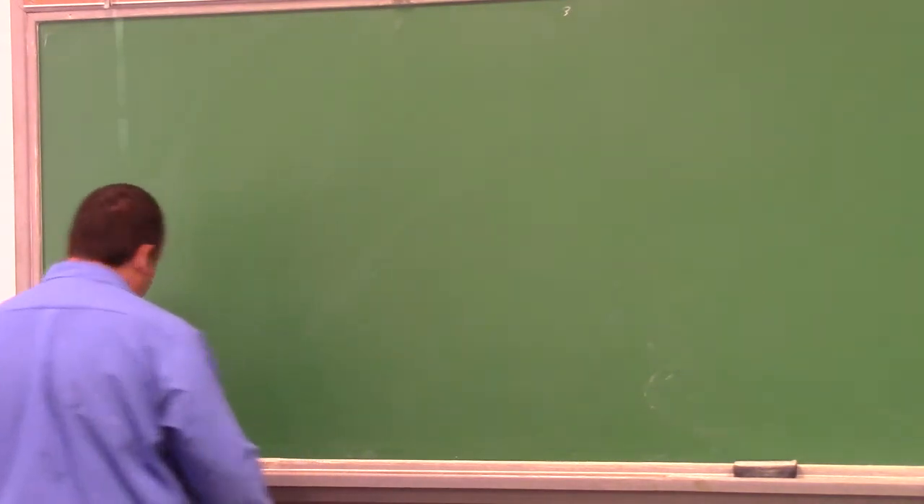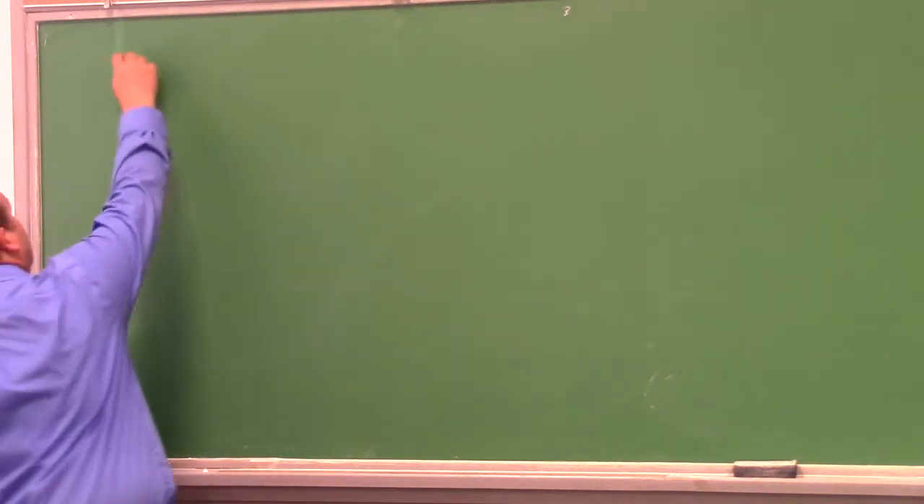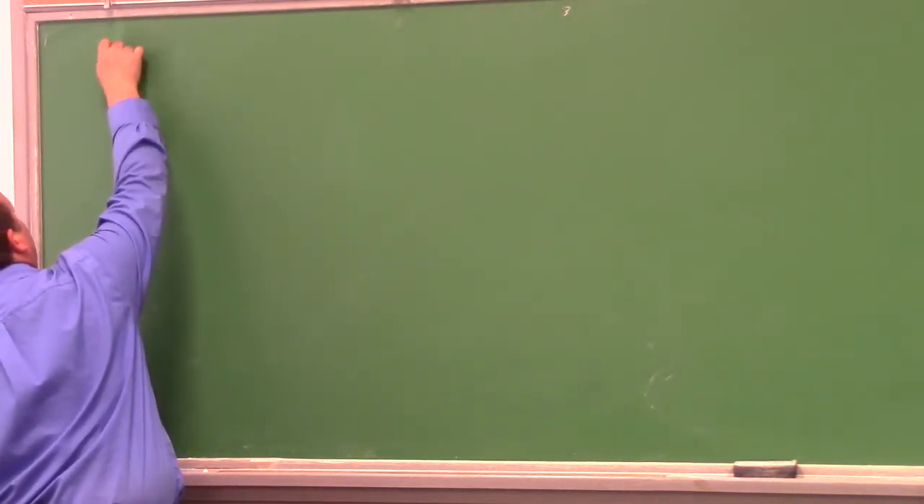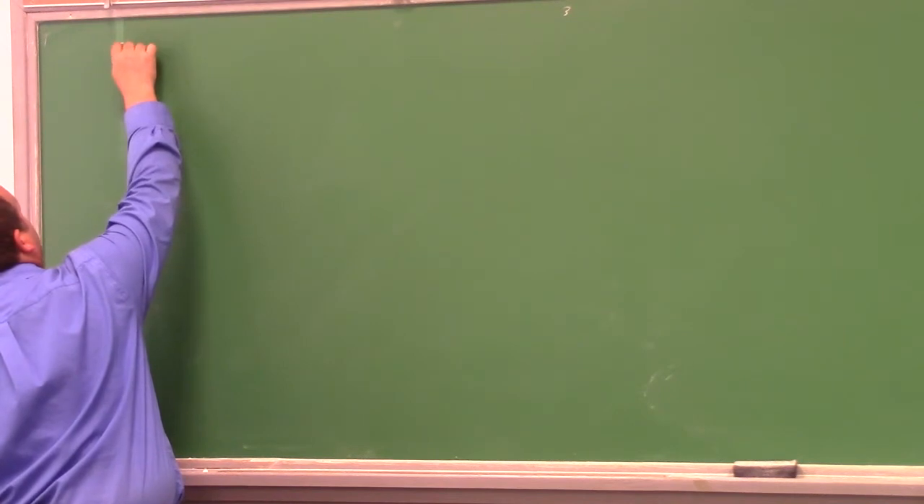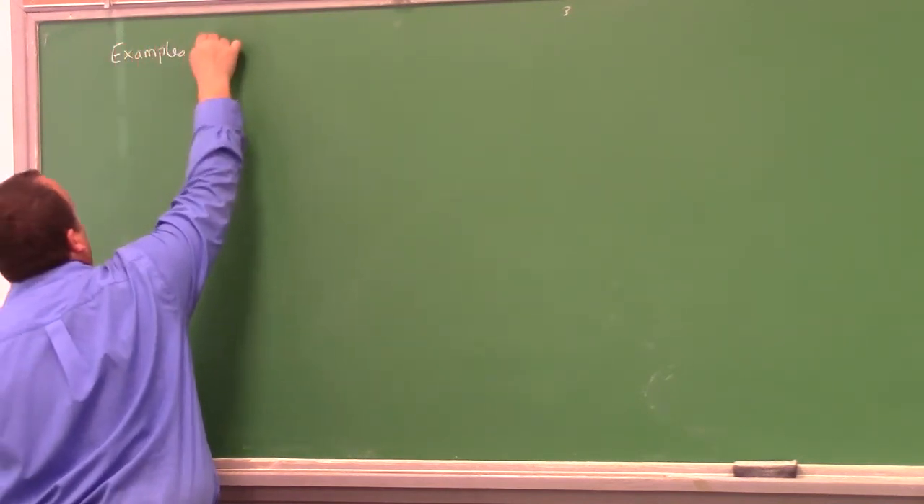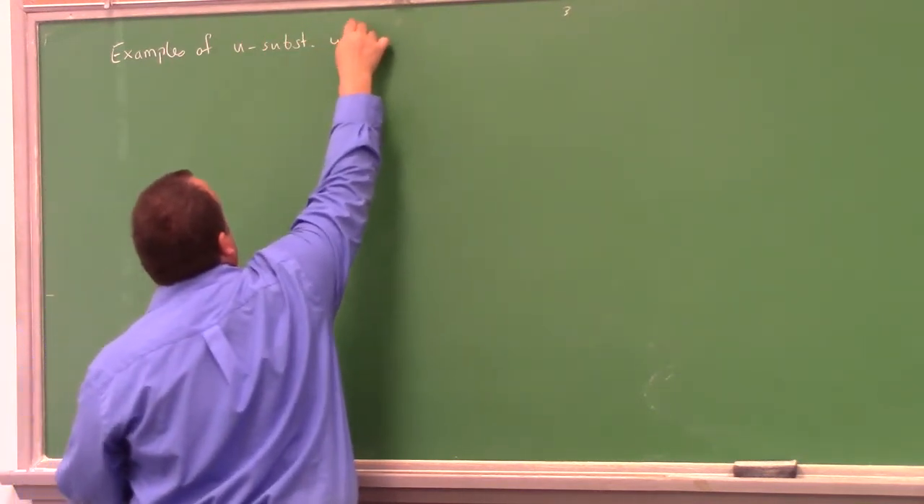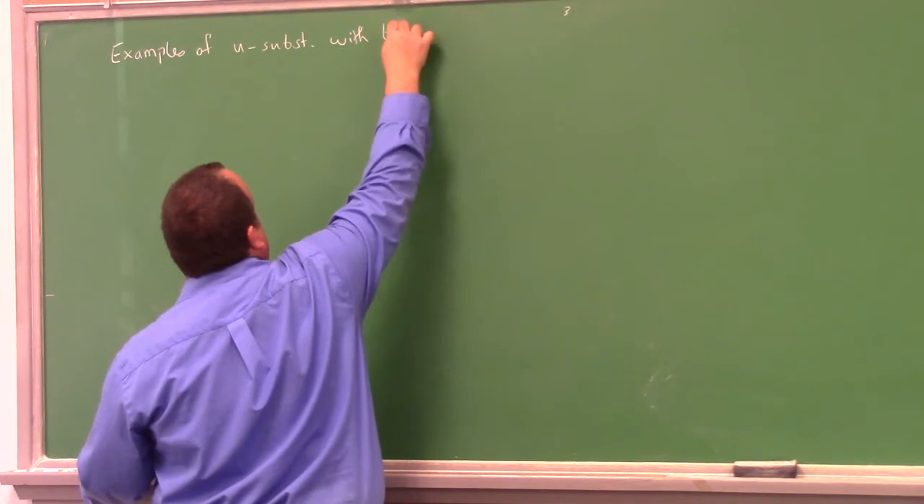All right, so let's see here. Suppose we had something like an integral. Let's talk about examples: u-substitution with bounds.